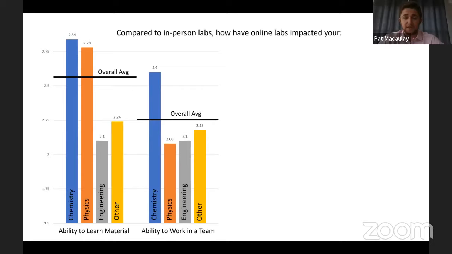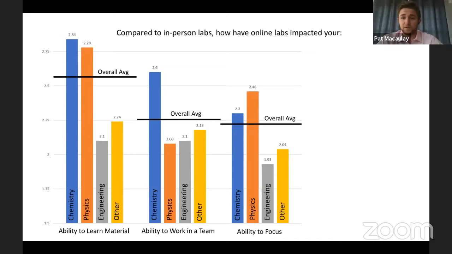Ability to work in a team, chemistry soared above the survey average, and we attribute that to chemistry labs being much more dependent on teamwork, making long lab reports. It kind of eased them more into the transition to teamwork more. Ability to focus, again, chemistry and physics were above the survey average, but physics was much further above because of their delivery method of online simulations. Much more engaging than watching someone else do a procedure and using their data. So it kept them watching.